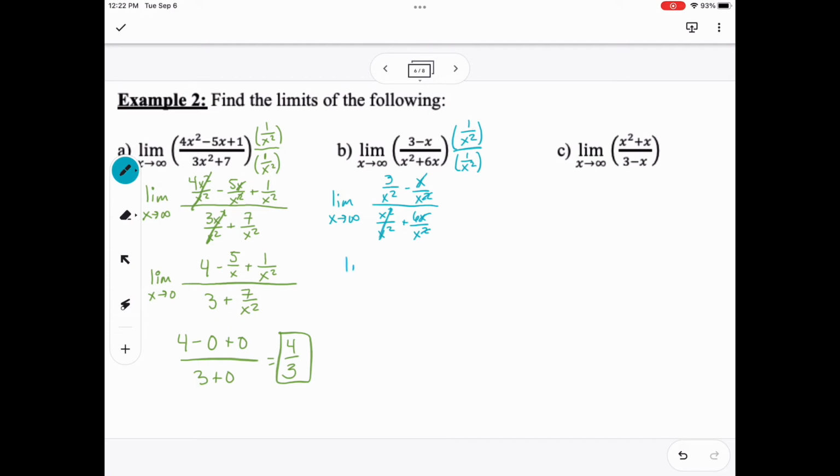Here, letter B, same thing. Now notice the numerator has a degree of 1, but I'm still going to go with the highest degree overall, both top and bottom. So that's why I'm multiplying by 1 over x squared to both the top and bottom. Here, 3 over x squared and 6 over x get me 0. So that allows me to simplify, and that gets me the same horizontal asymptote as I got previously for letter B in the other example.